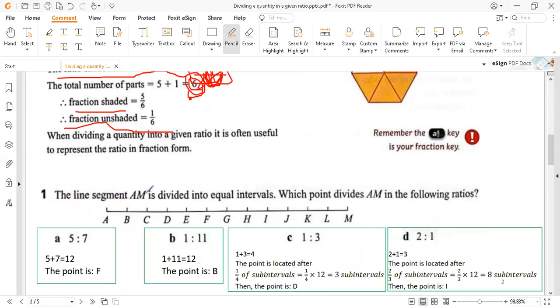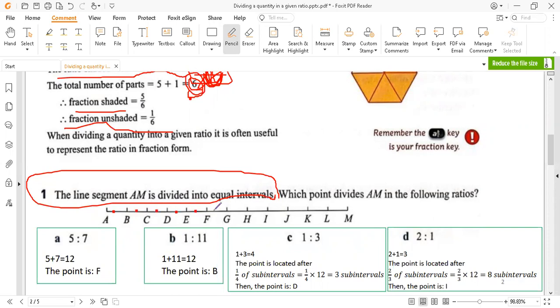The line segment AM is divided into equal intervals. We can count these intervals: 1, 2, 3, 4, 5, 6, 7, 8, 9, 10, 11, 12. We have 12 equal subintervals to go from A to M in a straight line.